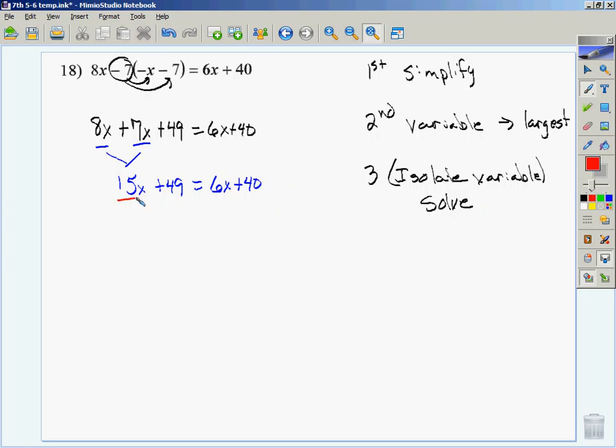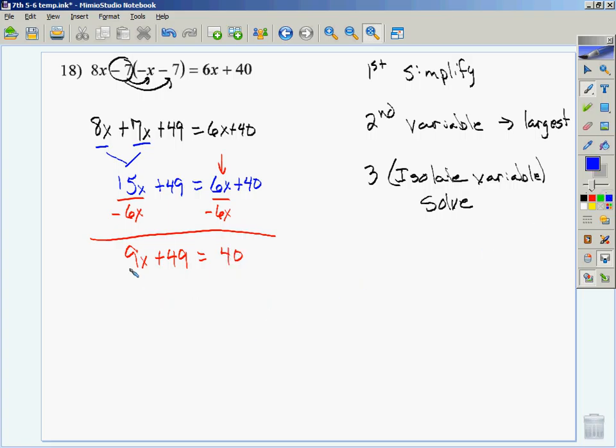Again, I would look to see where my variable is the largest when they're on both sides like this. 15x is larger than 6x, so I want to get rid of this 6x. You'll notice I'm going to subtract it so that it goes away. When I subtract it, I have to subtract it from the other side, and I line it straight up with the x's. 15x take away 6x would be 9x plus 49 equals 40.